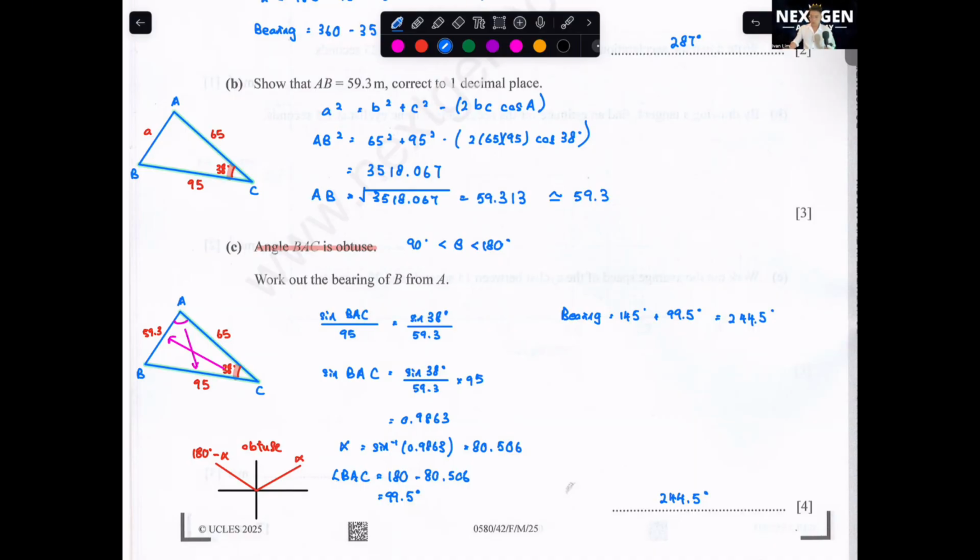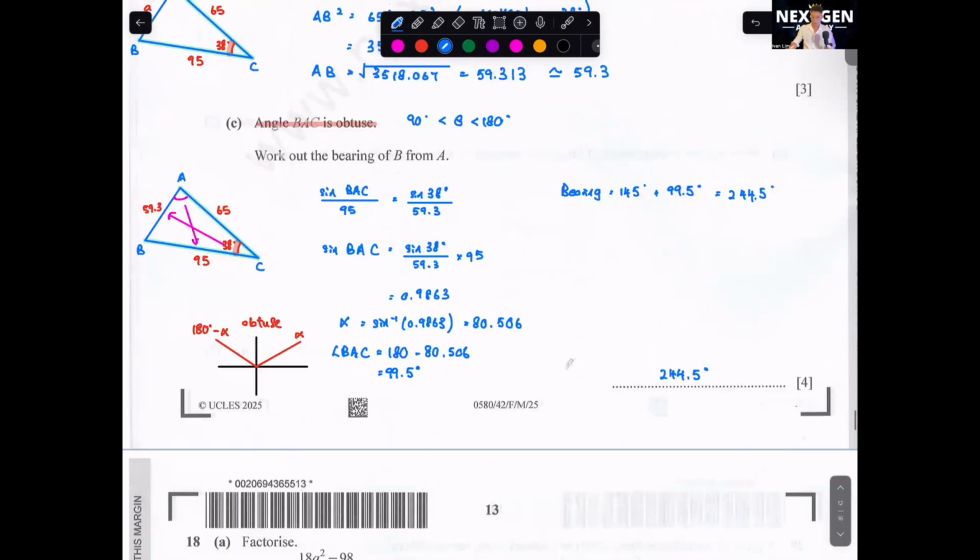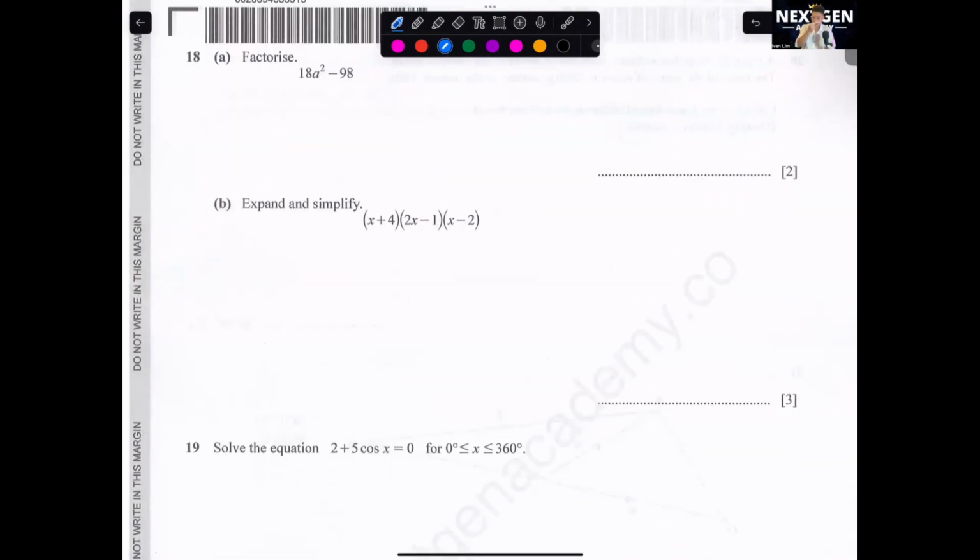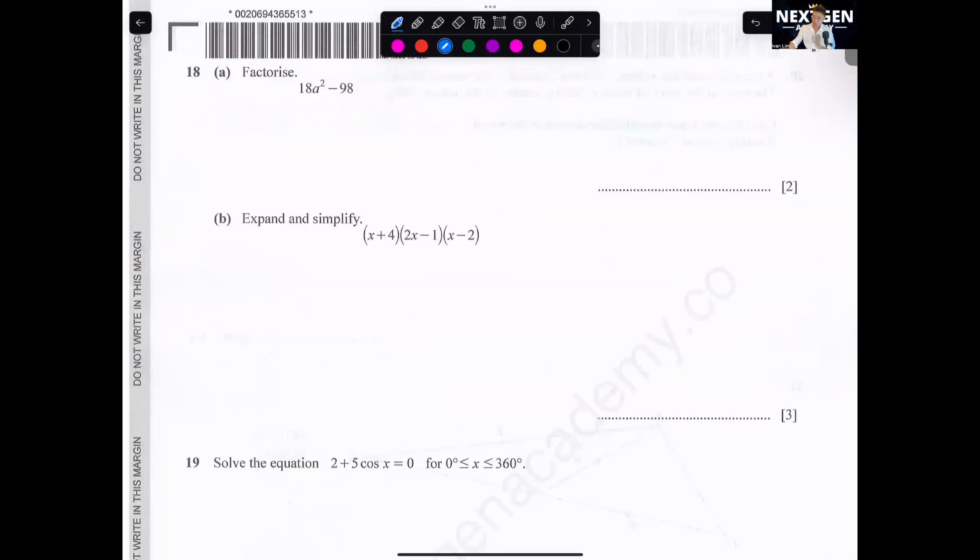Okay, question 17, we are done. Let's go to question 18. Factorize 18a squared minus 98. Okay, first one, let's factorize the highest common factor. This will be 2 times 9a squared minus 49. You see here, this is a square number, so we use difference between two squares, which will get 3a squared minus 7 squared. This step is not required. You can straight away jump to here: 3a plus 7, 3a minus 7.